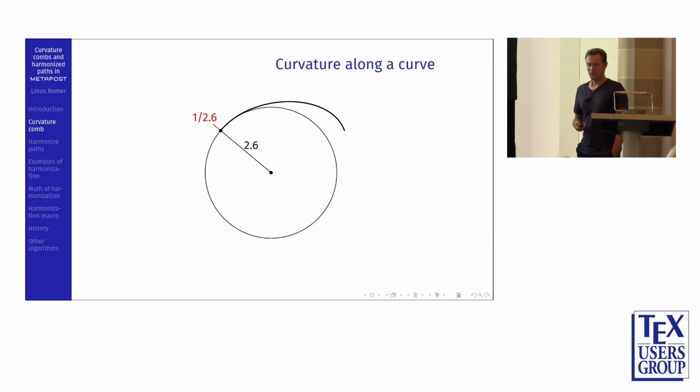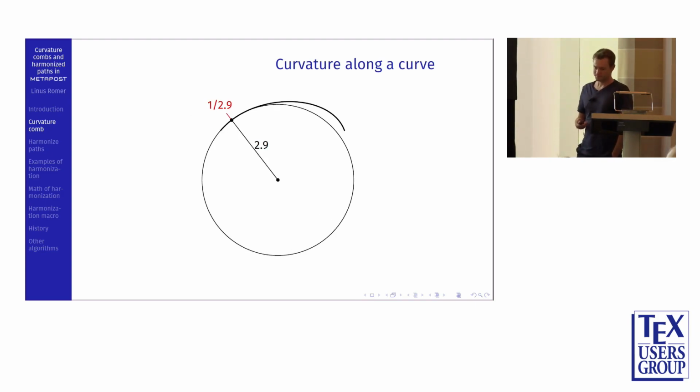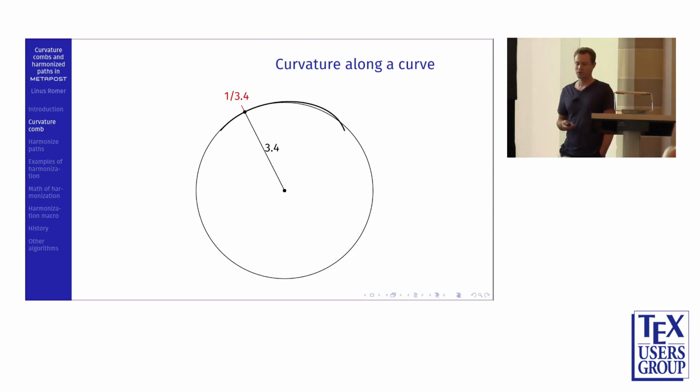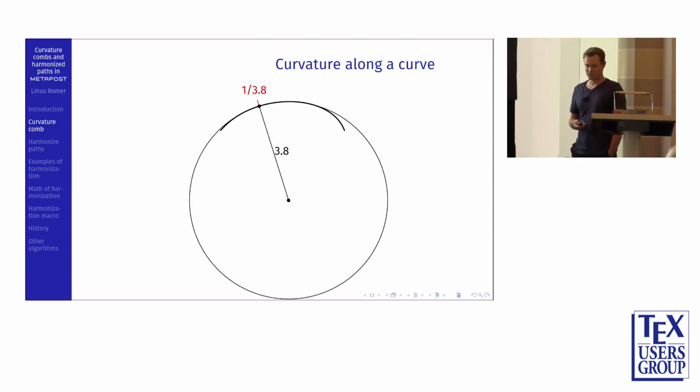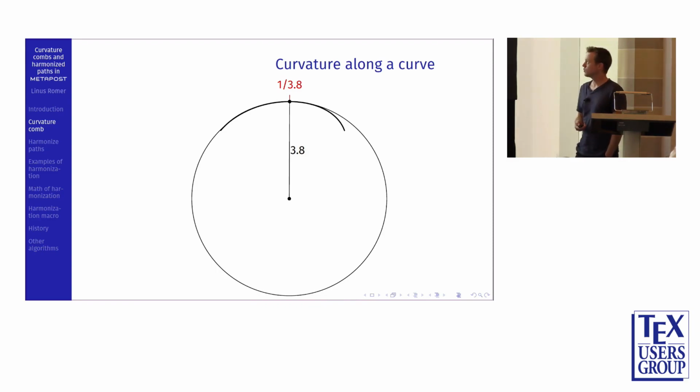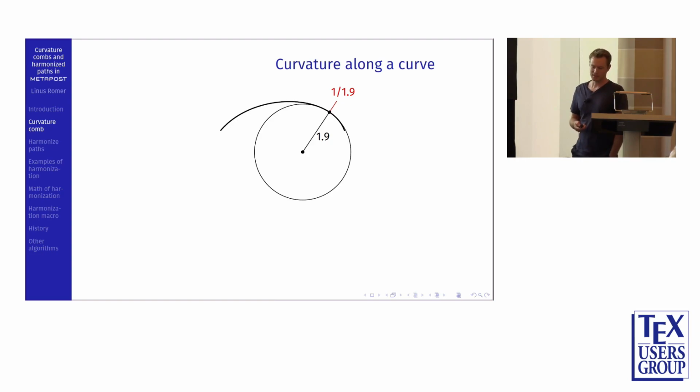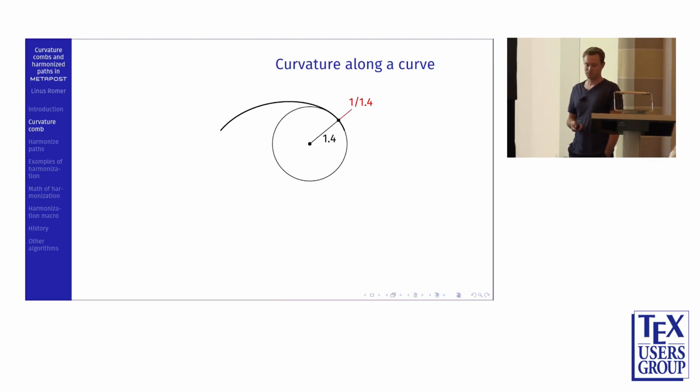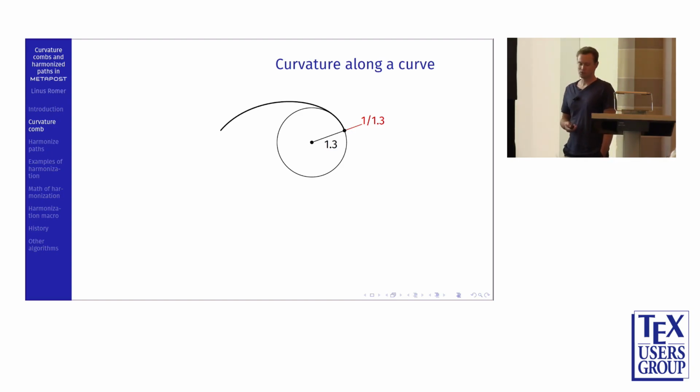And as we wander along this curve, you might notice that the osculating circle becomes bigger and bigger. So the curvature becomes less and less. At the end, it's just the other way around. So here, it's the greatest curvature and the smallest radius of the osculating circle.